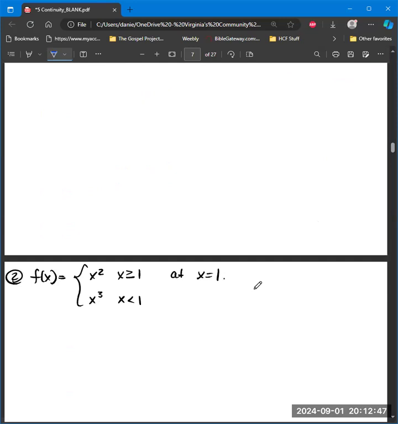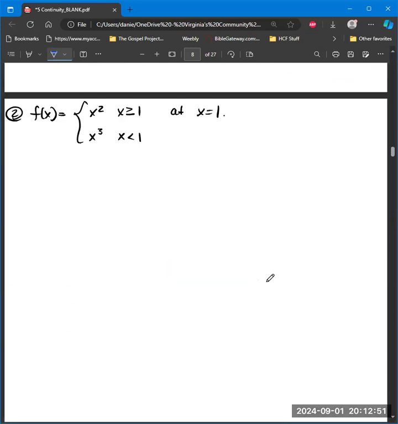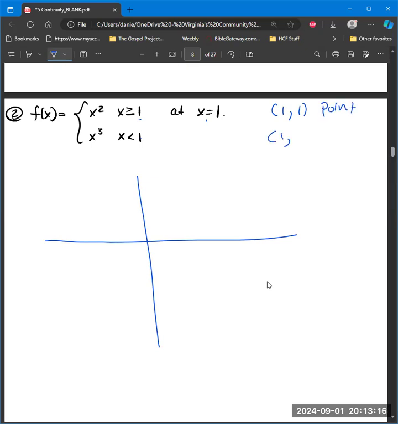look at another example here. f of x is equal to x squared when x is greater than or equal to 1. So this is at x equals 1 there. And then x cubed when x is less than 1. So we have something that's at x equals 1. We're going to have the point 1, and then 1 squared is 1. This is going to give us a point. We're going to have 1, 1, and this will be a hole here.